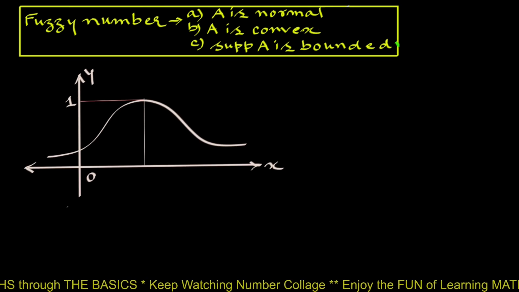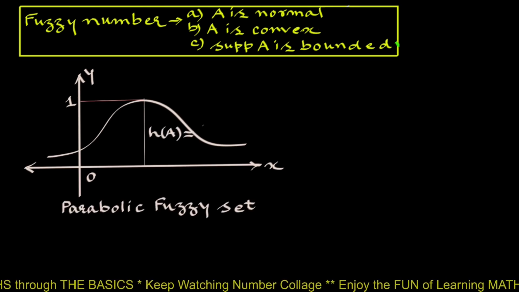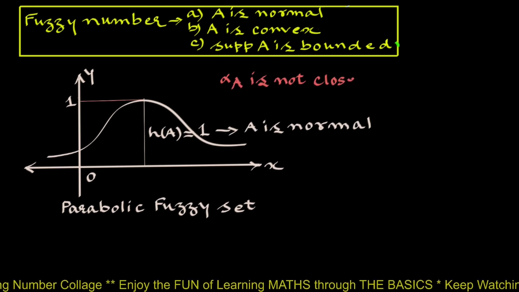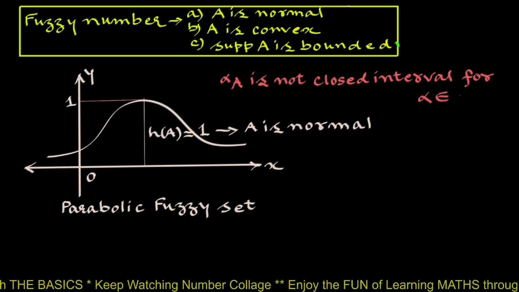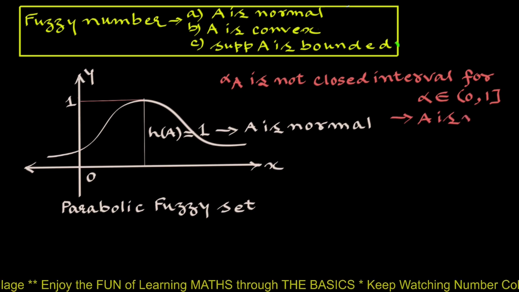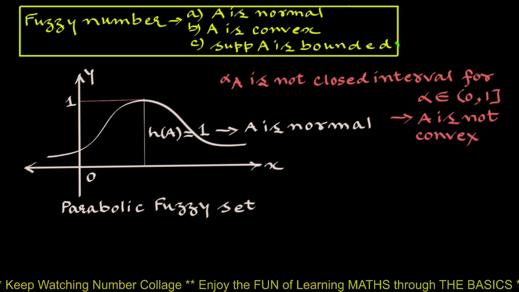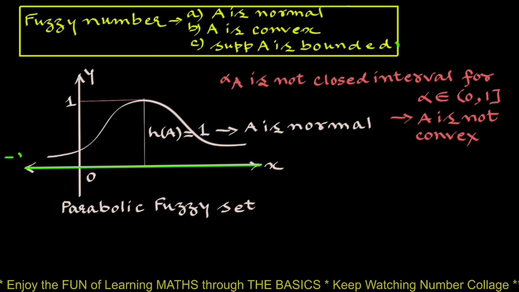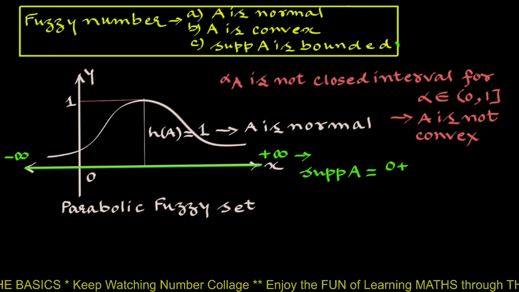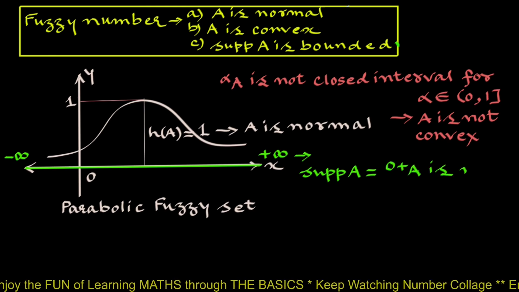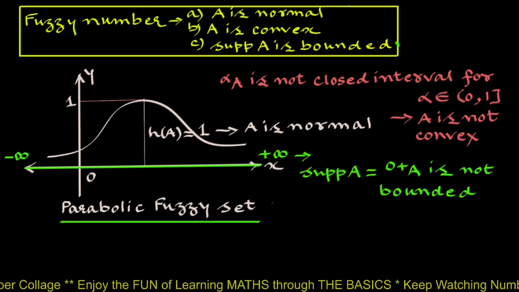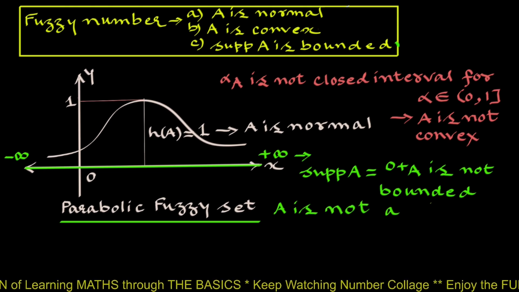In this parabolic fuzzy set, height h of A is 1, so it is normal, but alpha cut A is not a closed interval for alpha belonging to interval open 0, closed 1, which implies A is not convex. Moreover, support A is from minus infinity to plus infinity. Hence, support A, which is strong zero cut A, is not bounded. This confirms that this parabolic fuzzy set A is not a fuzzy number.